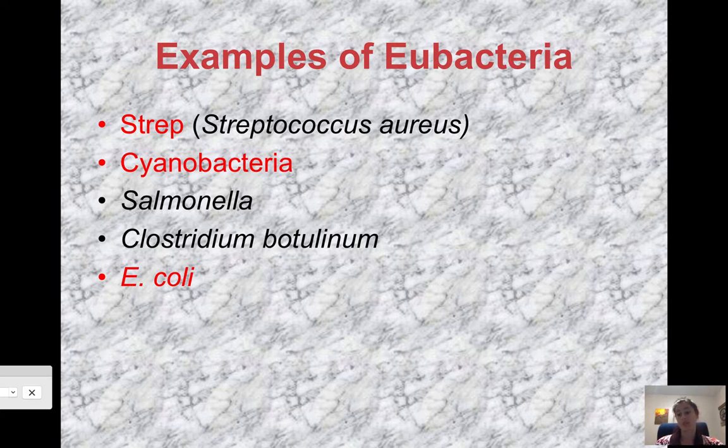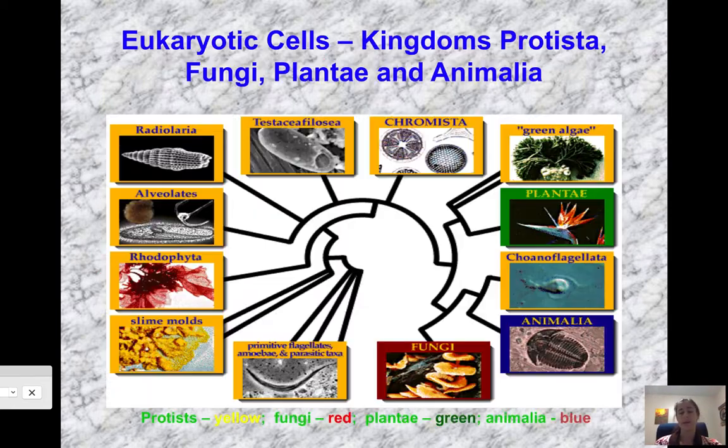So strep, cyanobacteria, salmonella, which you get when you get food poisoning, botulinum, which is botulism, and then E. coli, which we need some of in our system, but if we get an overload of E. coli, it can make us sick.